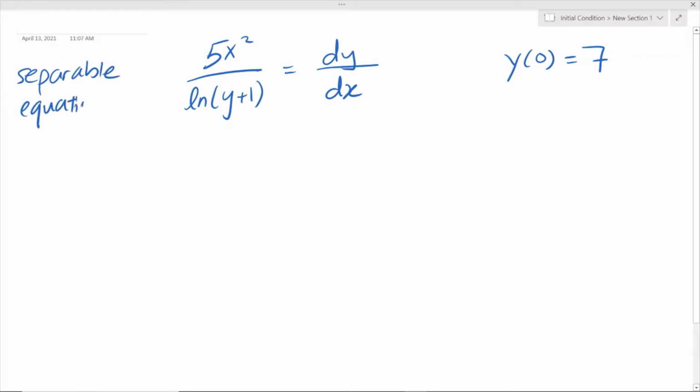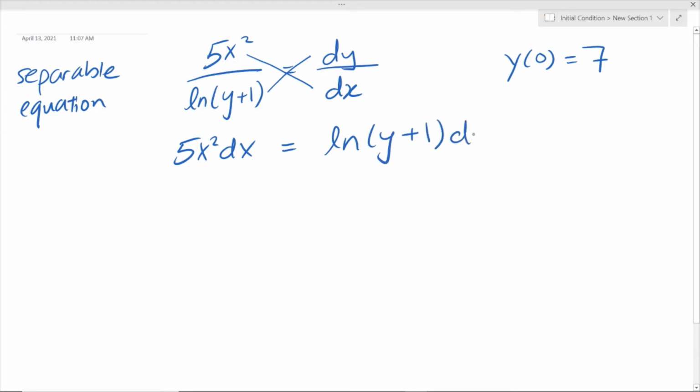So in this case, we are going to put all the x's on one side, all the y's on one side, and the easy way to do this here is we can cross multiply. So crossing multiply, we have our x's together, so 5x squared and dx. We're going to write that together like this. And then we have ln(y plus 1) and dy together, so we're going to write that together like this. And then now we just have to integrate both sides.